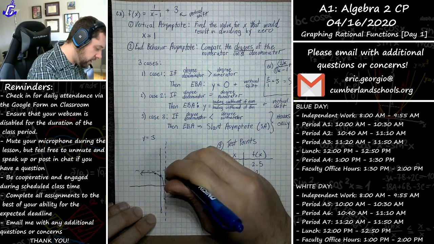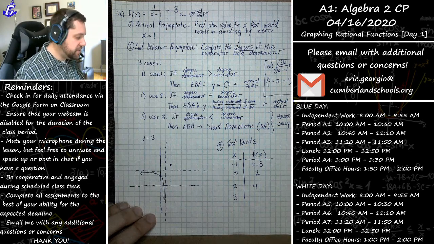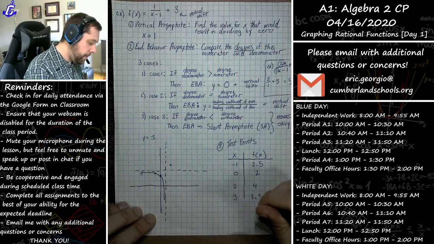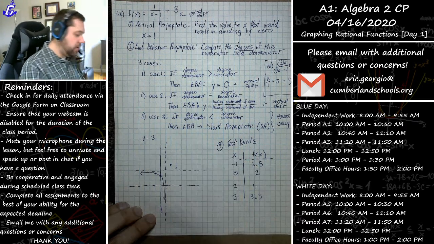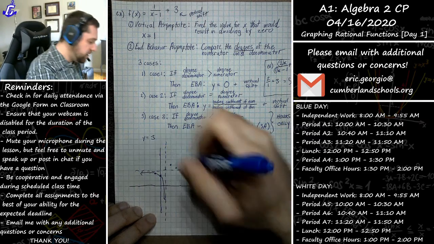1, 2, 3, 4 right here. I plug in 3. 3 minus 1 is 2. 1 divided by 2 is 1/2. Plus 3 is 3.5. So I got a point right here. If you notice, this should look pretty symmetrical. Not pretty symmetrical, it should look exactly symmetrical with those points over there.